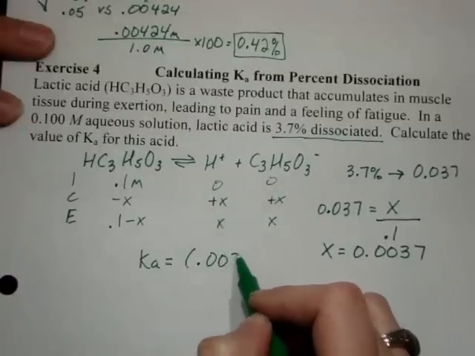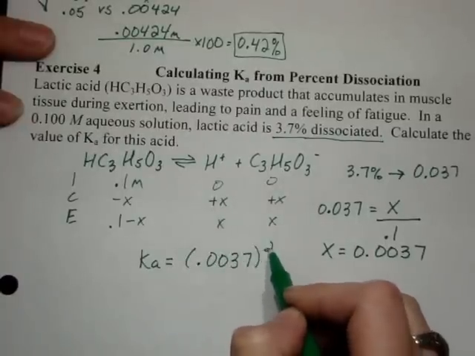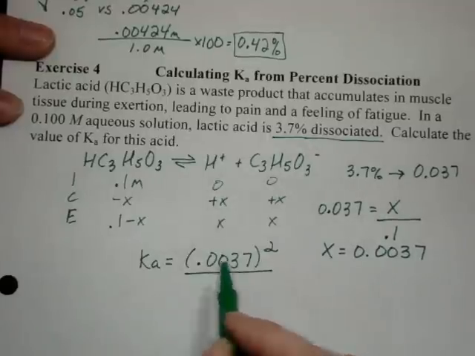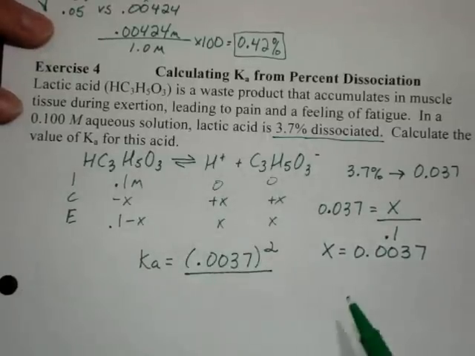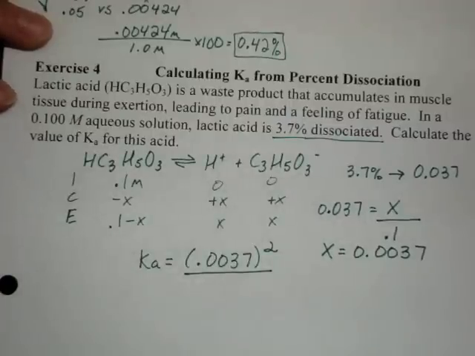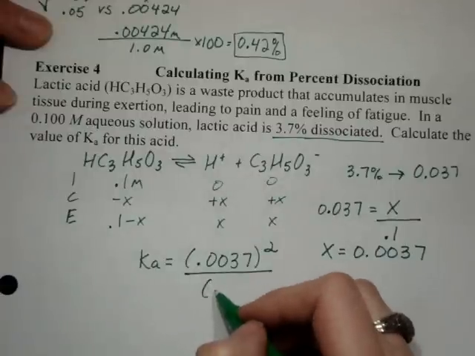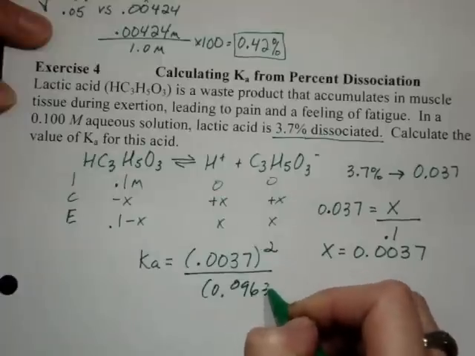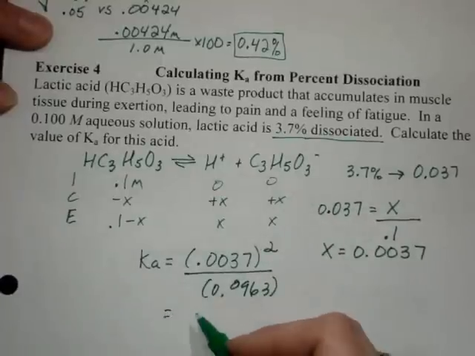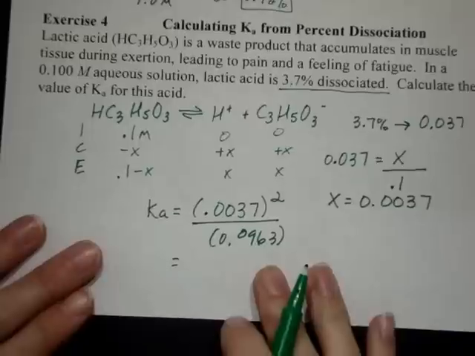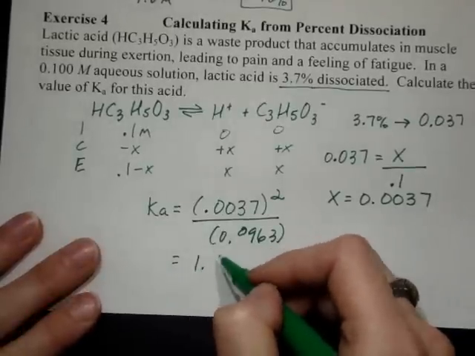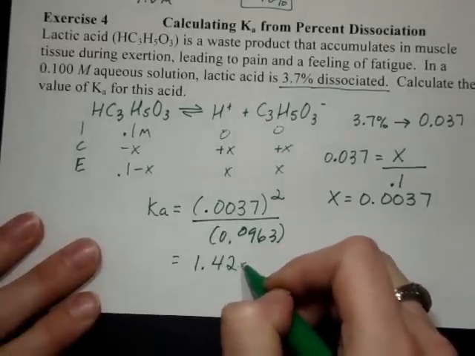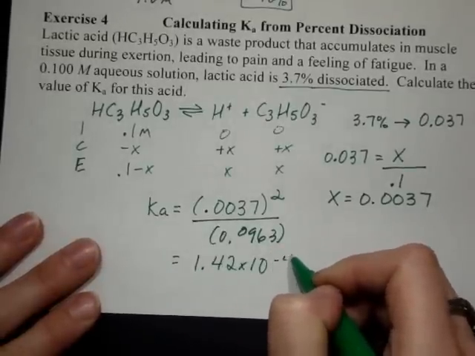So 0.0037 squared. Best practice would be, since we know what x is, to go ahead and plug it in. 0.1 minus 0.0037. And then my Ka becomes 1.42, I believe it is, times 10 to the negative 4th.